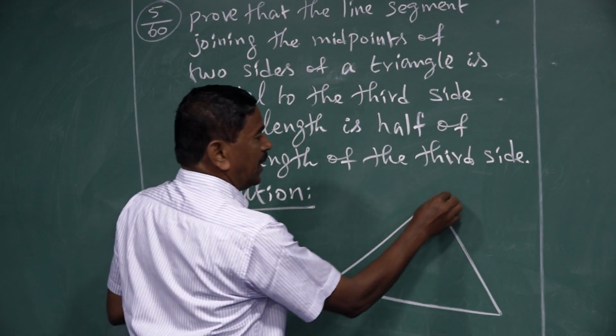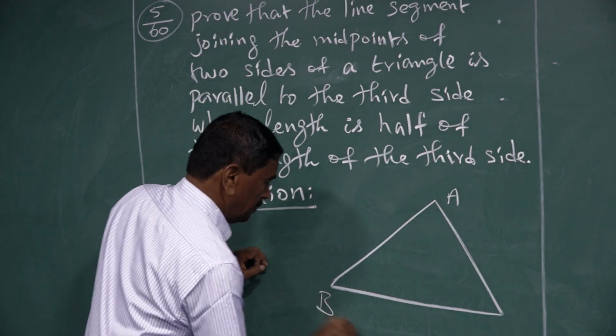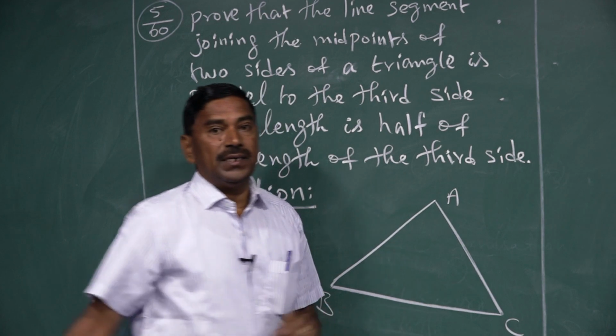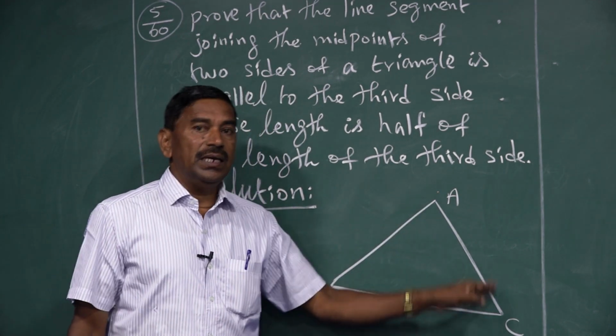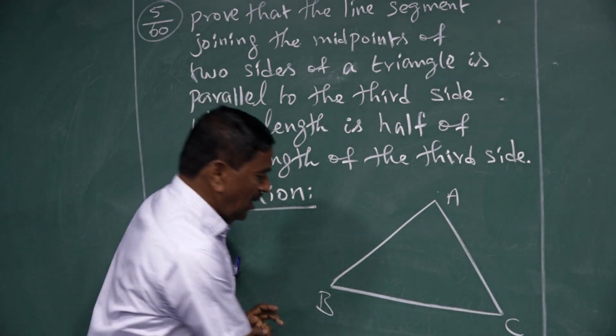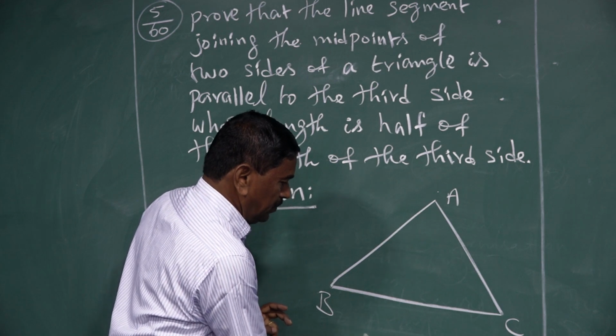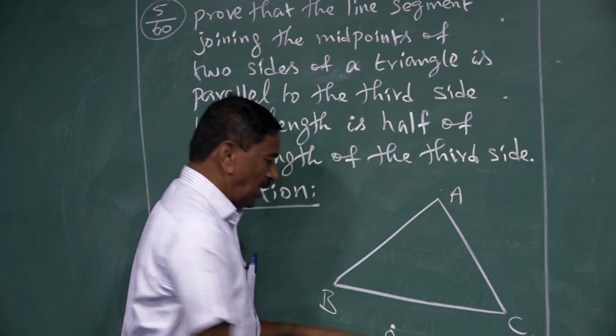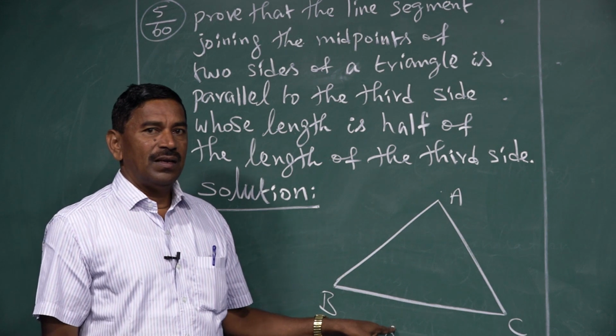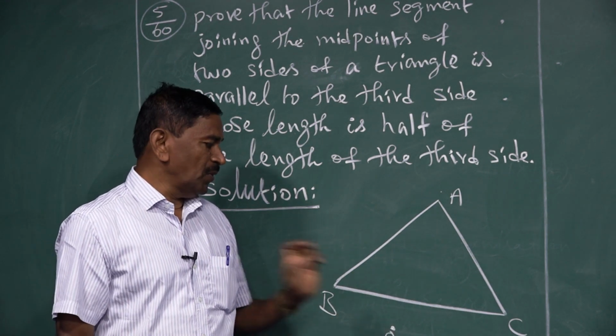Okay. Let ABC be a triangle. Children, listen. Let ABC be a triangle. Let O be the origin. Origin may be anywhere. Okay.